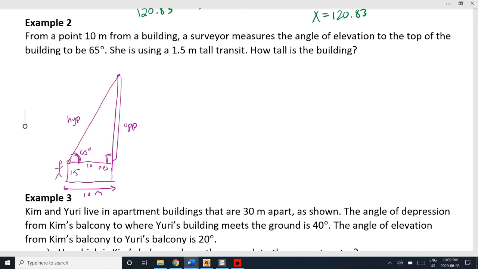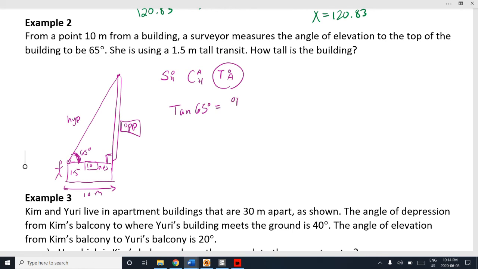Okay, and so we want to find what the opposite is, and we have the adjacent here. Okay, and we know that the angle of elevation is 65 degrees. So we're dealing with opposite and adjacent. So let's go through our SOHCAHTOA and see which one we're going to use. SOHCAHTOA. Okay, and so we're looking at opposite and adjacent. So that's going to be tan. So we can do the tan of this angle here. So tan 65 degrees is equal to opposite over adjacent.